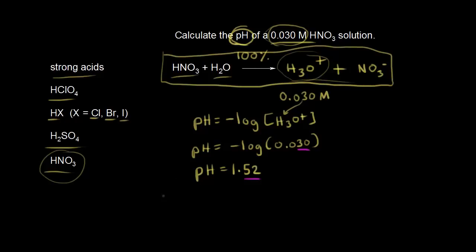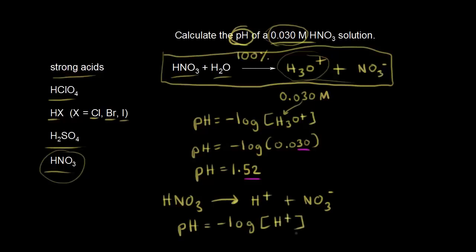You could have just written HNO3, nitric acid, ionizes 100%, and so it turns into H+ and NO3-. So that's just a shortened version of the same thing we have above. And so if you're working with this, you could have said that the pH is equal to the negative log of the concentration of H+. And so that's the same thing as we did above.